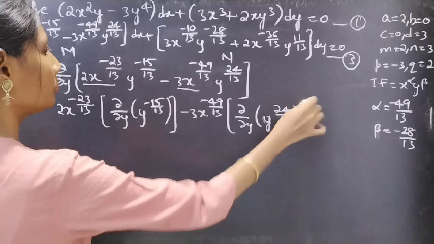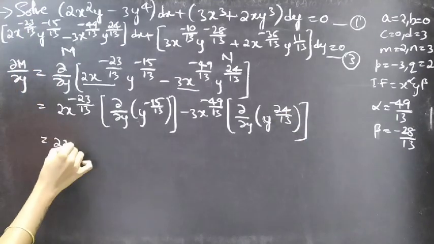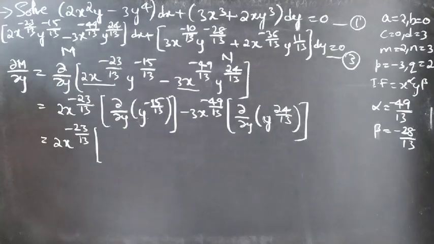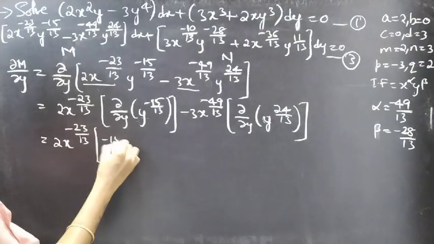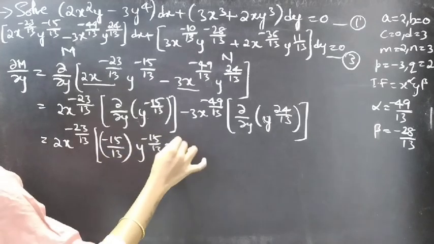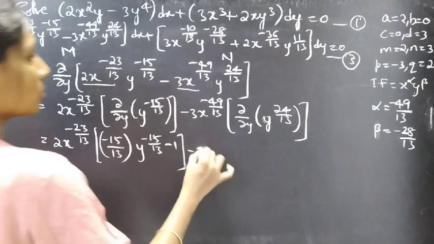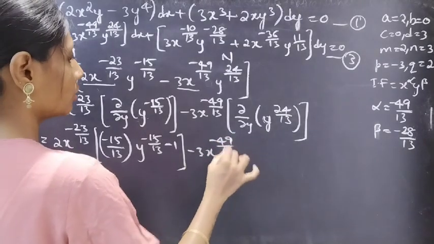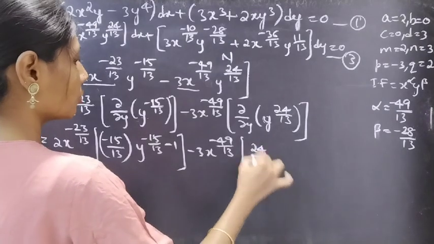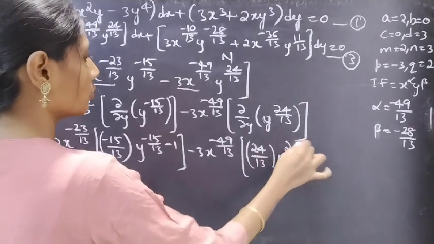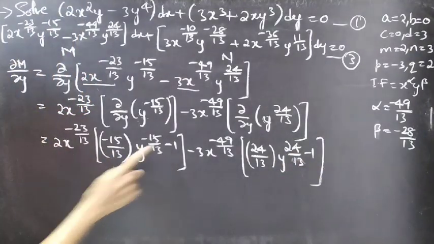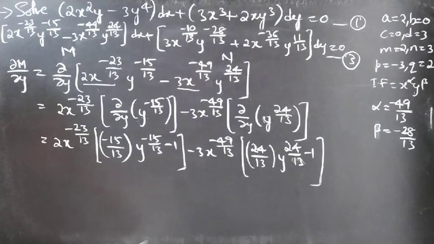24 by 13, which gives us 2x power minus 23 by 13 into the partial derivative of y power minus 15 by 13 with respect to y, which is minus 15 by 13 into y power minus 15 by 13 minus 1, minus 3x power minus 49 by 13 into the partial derivative of y power 24 by 13 with respect to y, which is 24 by 13 into y power 24 by 13 minus 1. So let's simplify minus 15 by 13 minus 1 and 24 by 13 minus 1.